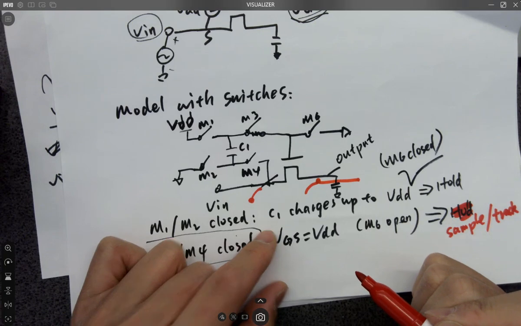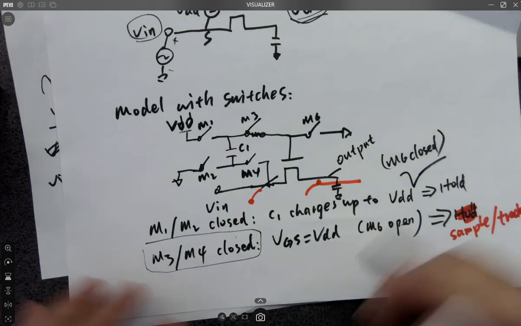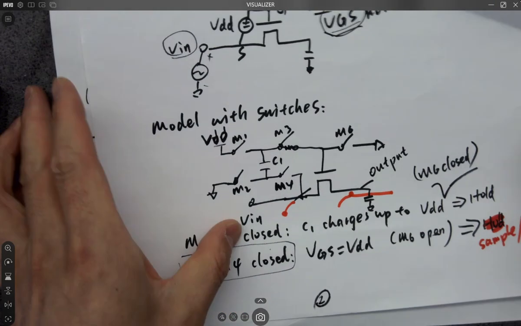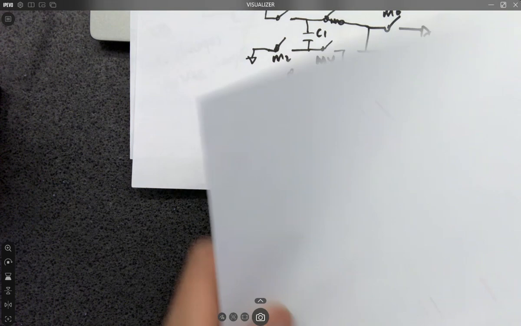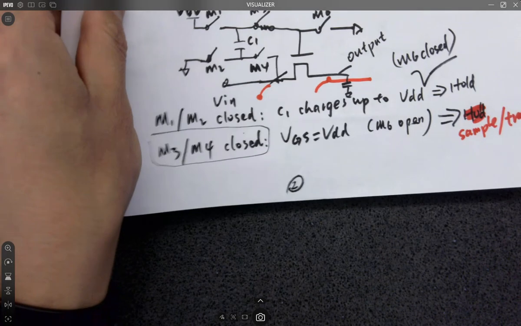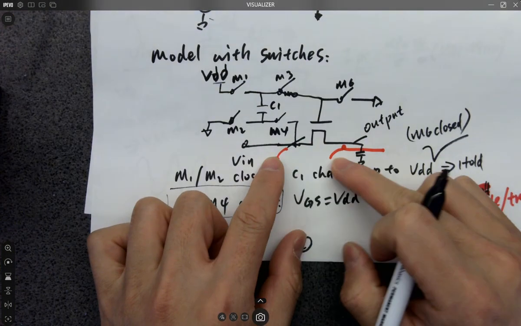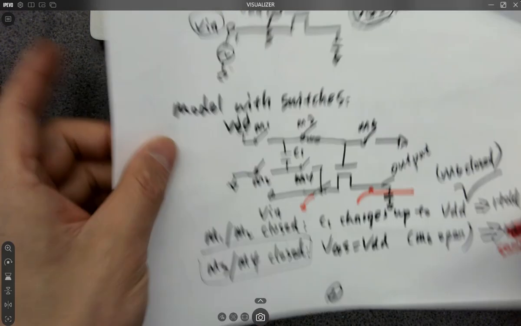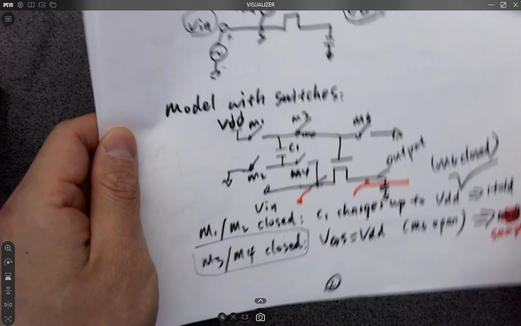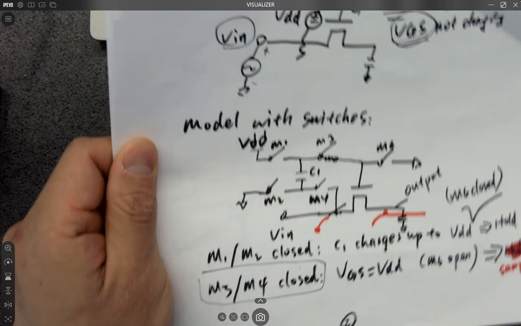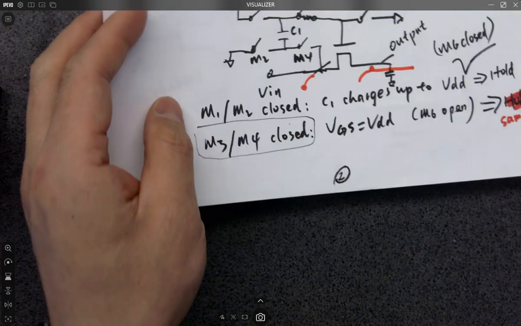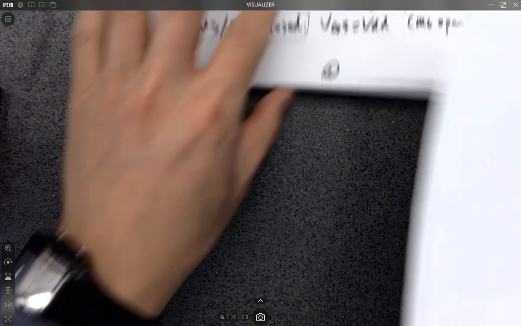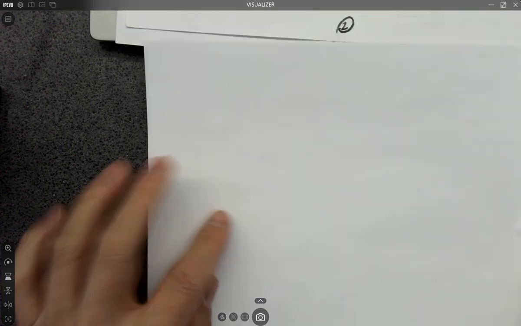Make sense? So tracking means whatever this here is doing, this is going to do the same. It's tracking, following. Okay, so a lot of times it's called a sample and track and hold circuit, not just sample and hold. Sample and track and hold. So you guys tell me when it samples, when it tracks, when it holds.